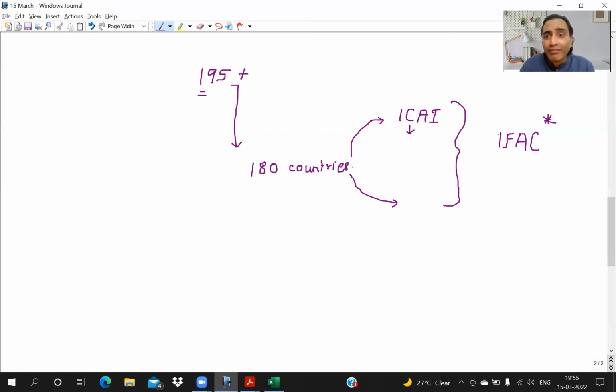And who are the members of IFAC? The respective individual accountancy bodies of these 180 countries. IFAC conducts meetings of the representatives of these accountancy bodies. Every year they meet. It's not important how often they meet and all that, but they meet to improvise the accountancy profession.